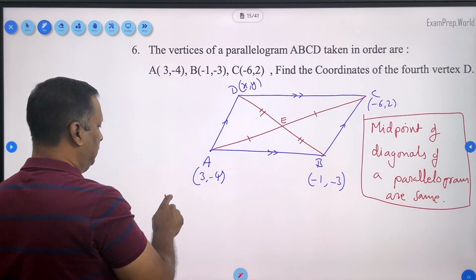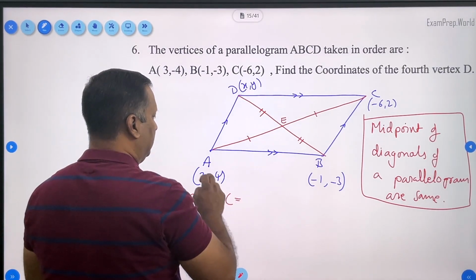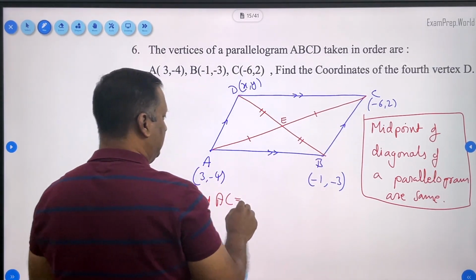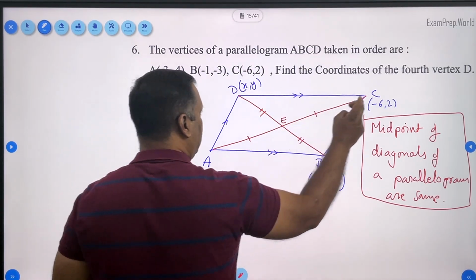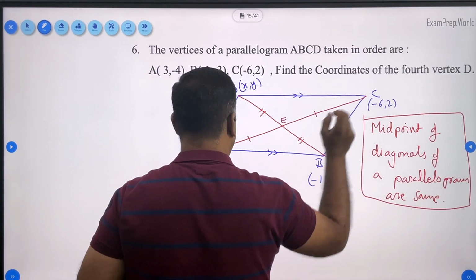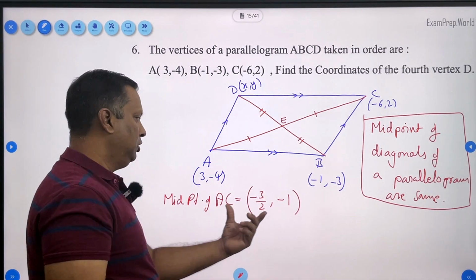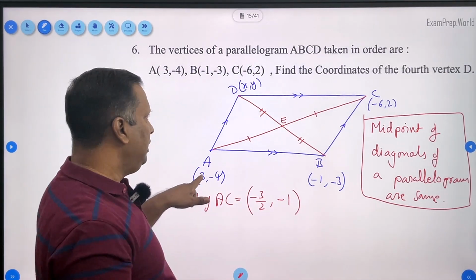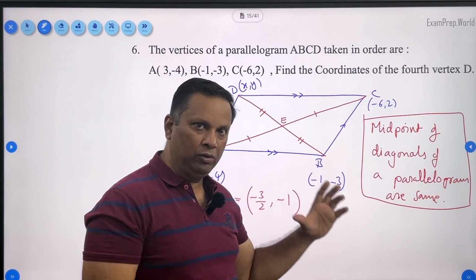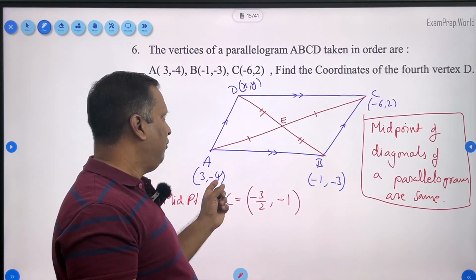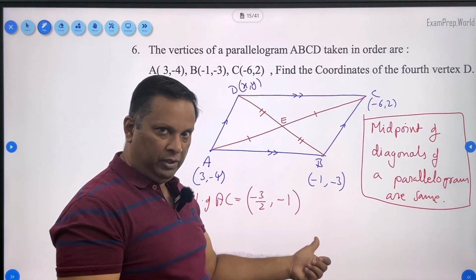So midpoint of AC. Midpoint of AC is 3 minus 6, which is -3, divided by 2, and -4 plus 2, which is -2 by 2, which is -1. So this is the midpoint of AC. 3 plus minus 6, which is -3 divided by 2, x1 plus x2 divided by 2. Okay. Now -4 plus 2, which is -2 divided by 2, is -1. Okay, you have understood this?